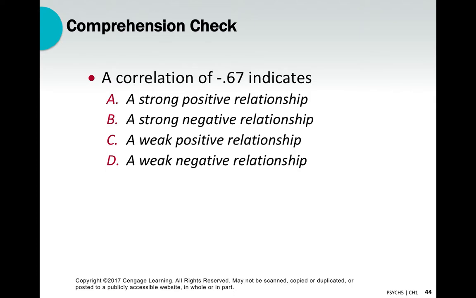All right, welcome back. The correct answer is B, as in boy, a strong negative relationship. Again, this number, negative 0.67, is getting pretty close to -1. So the closer we are to -1 or +1, we would say it's a strong relationship. And obviously the negative sign indicates it's a negative relationship.